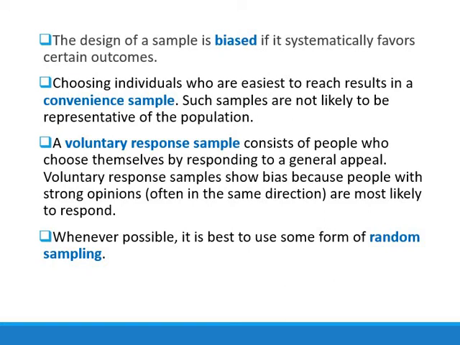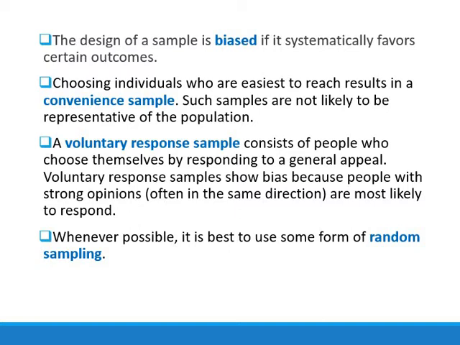A lot of what we'll talk about in this section is what to avoid, some things that are very common, but why they should be avoided when they can. Sometimes it's just a convenient sample. It's what you can do. But the design of a sample is biased if it systematically favors certain outcomes. So if it's not a characteristic sample and it systematically favors certain outcomes, we'd say it's biased.